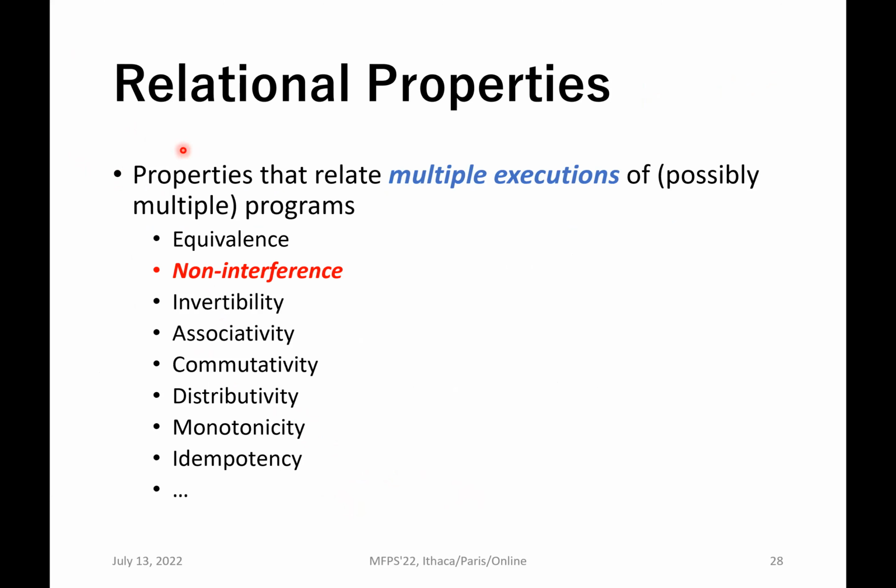Relational properties of programs relate multiple executions of possibly multiple programs. Examples include equivalence, non-interference, invertibility, and other algebraic specifications. And the rest of the talk will mainly focus on non-interference, which is an important security property.